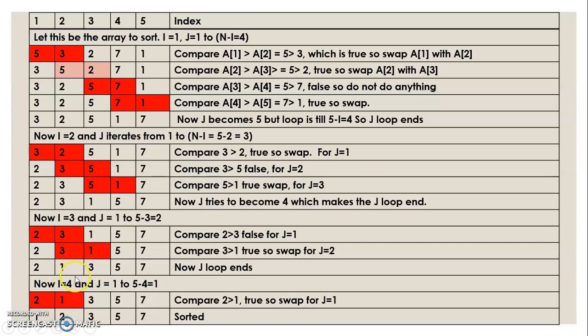Then we run the loop for i equal to 4 and j equal to 1 to 5 minus 4, which is 1. So a of j is compared with a of j plus 1. So 2 is compared with 1. 1 is smaller, so it will move to the beginning and we have the list sorted with us.